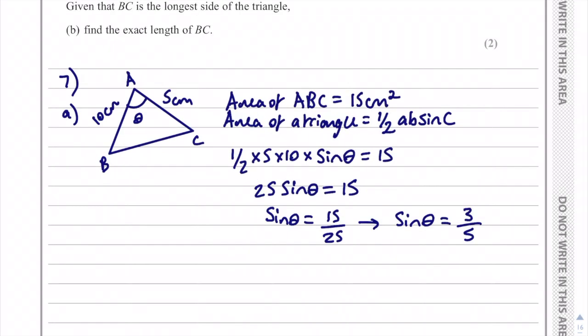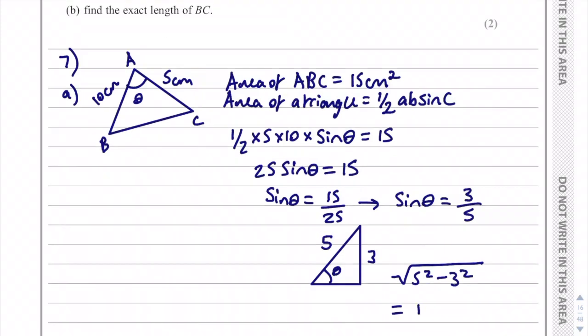So now what I can do is I could draw another triangle down here, and I could call this angle theta, and then because sine theta is opposite over hypotenuse, I could say that this is my opposite length of 3, this is my hypotenuse of 5, and then I can work out my adjacent side by using Pythagoras. So that's going to be the square root of 5 squared minus 3 squared, which is plus or minus 4.